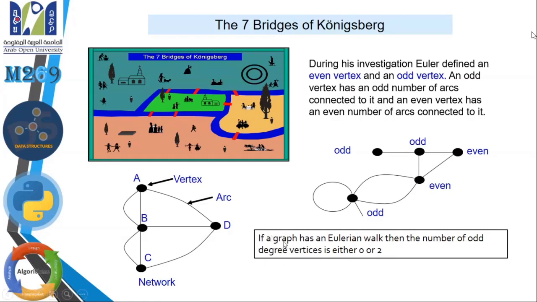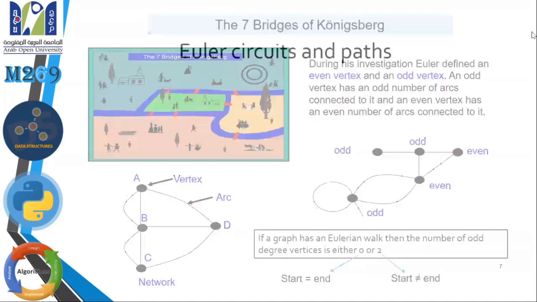So if a graph has an Euler circuit, then the number of odd degree vertices is either 0 or 2. We'll come to it, inshallah. Okay, so that's basically the idea of the starting of graph theory.